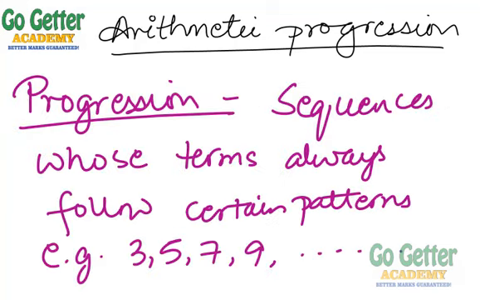Next we'll talk about what is a progression. So progressions are sequences whose terms always follow certain patterns. Example: 3, 5, 7, 9 and so on. What is happening here? Here 3 is your first number. You add 2 to it, you get 5. You add 2 to 5, you get 7. You add 2 to 7, you get 9. And this way the sequence continues and we'll call it progression.